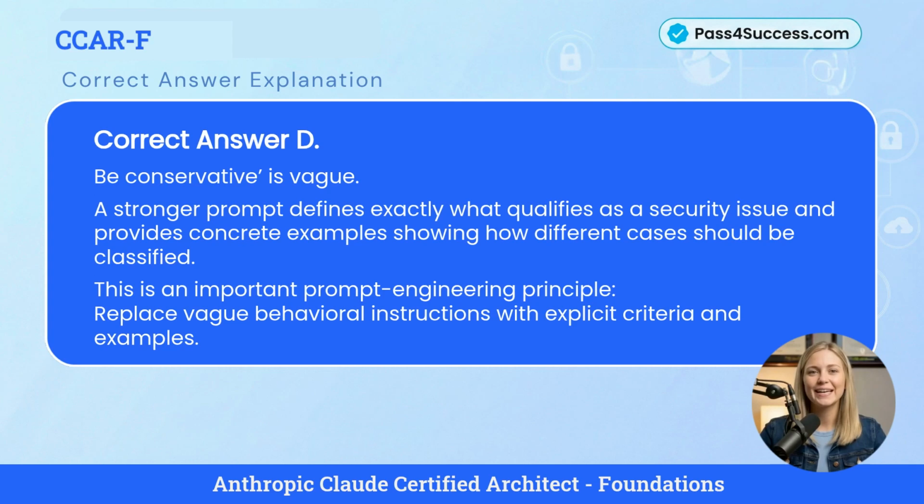Correct answer D. Explanation: "be conservative" is vague. A stronger prompt defines exactly what qualifies as a security issue and provides concrete examples showing how different cases should be classified. This is an important prompt engineering principle: replace vague behavioral instructions with explicit criteria and examples.